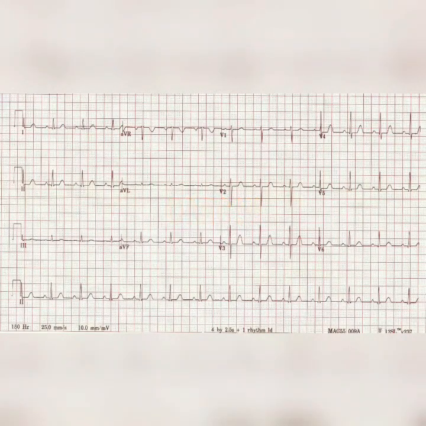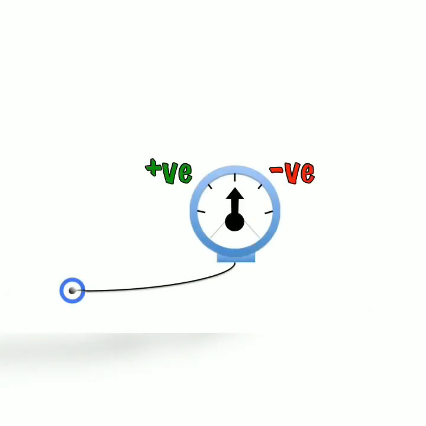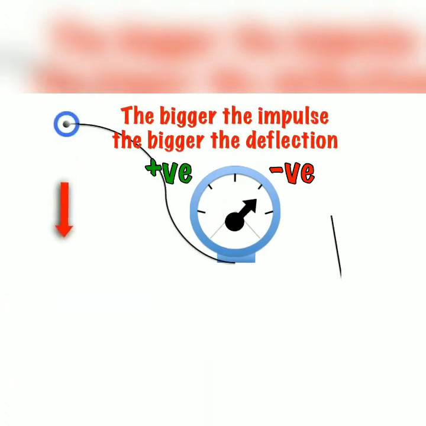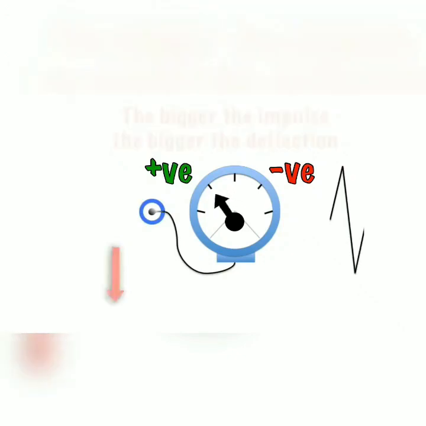When there's no electrical impulse, the ECG trace remains static on what is termed a baseline. If an impulse travels towards the electrode, it will cause a positive or upward deflection. If it is travelling away from an electrode, it will cause a negative or downward deflection. If the electrode is at an angle to the impulse, it will cause both a positive and negative deflection, as the impulse moves first towards the electrode and then away from it.